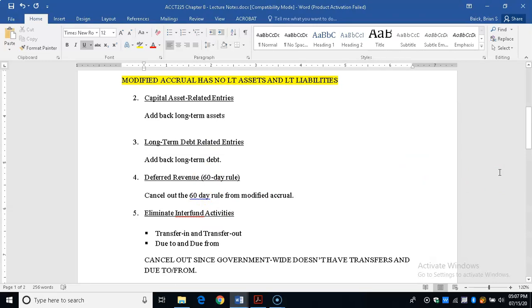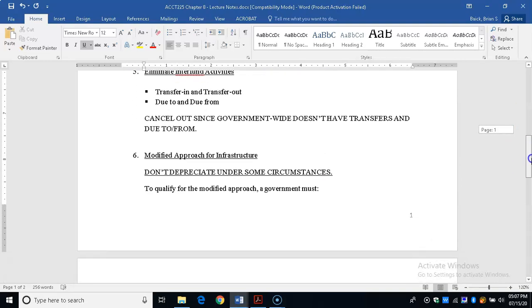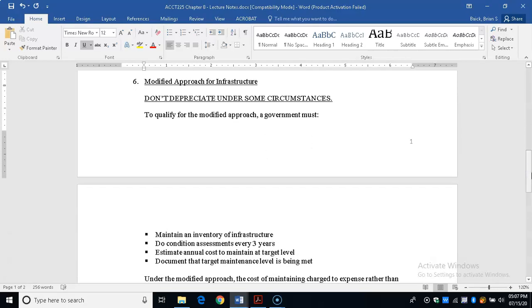Okay, so let's think about that for just a moment. I want to go over a couple of separate rules first, and then we're going to do a problem together that is going to help you to see how to convert from modified accrual to full accrual. Okay, so I want to talk about the modified approach for infrastructure. So if we do the government-wide financial statements, government-wide is full accrual. So we know full accrual allows you to have capital assets and you have to depreciate them. Like, for example, full accrual on the government-wide, you might have buildings and then you have to depreciate the buildings.